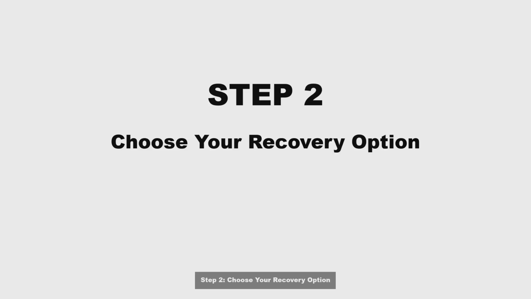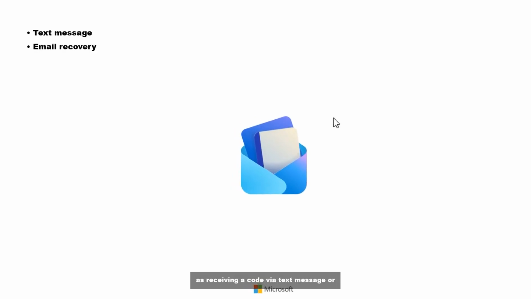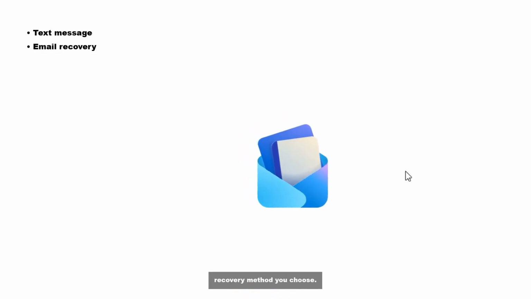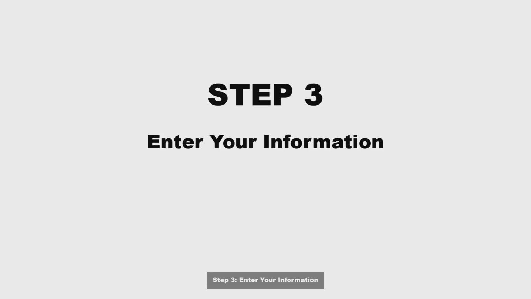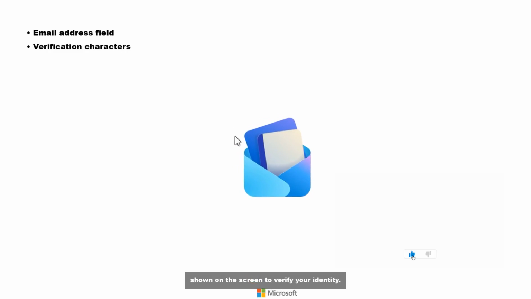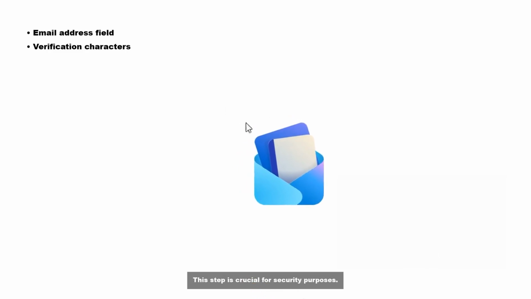Step 2. Choose your recovery option. Select the recovery method you prefer, such as receiving a code via text message or email. Make sure you have access to the recovery method you choose. Step 3. Enter your information. Input your email address and the characters shown on the screen to verify your identity. This step is crucial for security purposes.